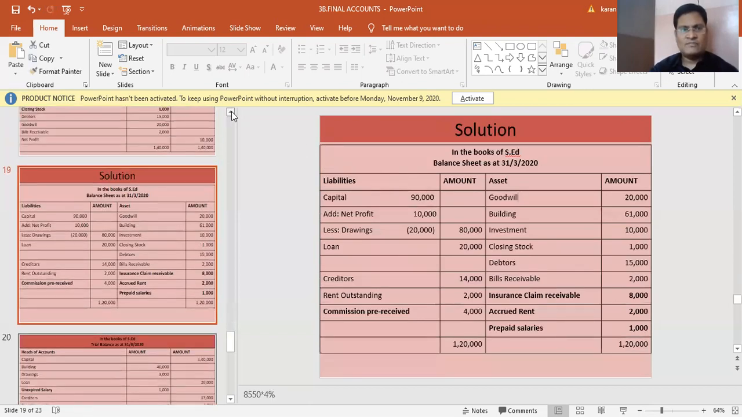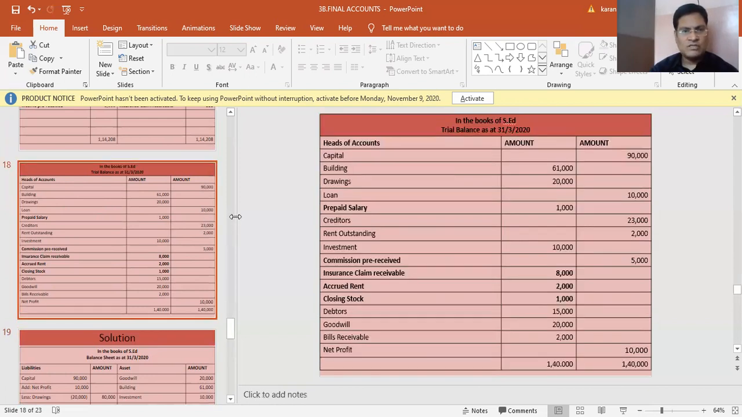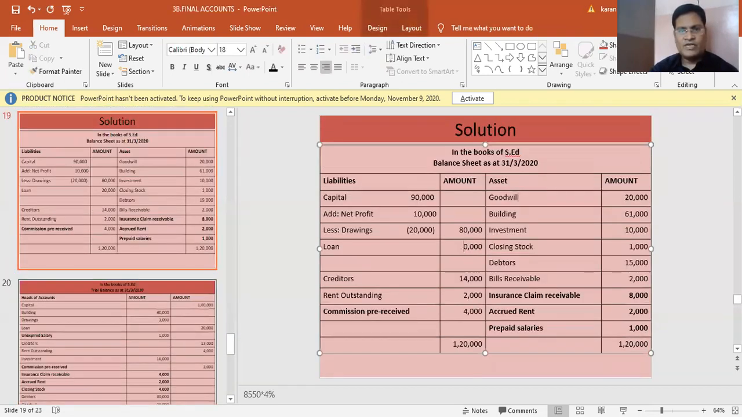See, capital on the liability side, 90,000. Then we have building, 61,000. See, building over here, 61,000. Then we have drawings, 20,000. So it's drawings, 20,000, less drawings, 20,000. See, minus always in the bracket. Loan, 10,000. Loan 10,000 is on the liability side. So by mistake, it's written 20. It will be 10,000 only.